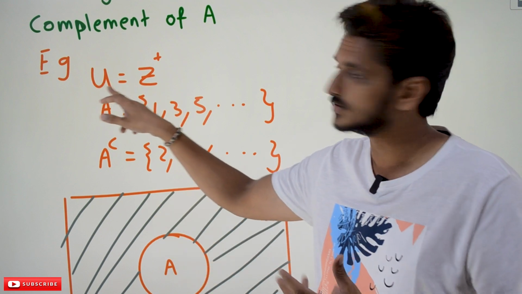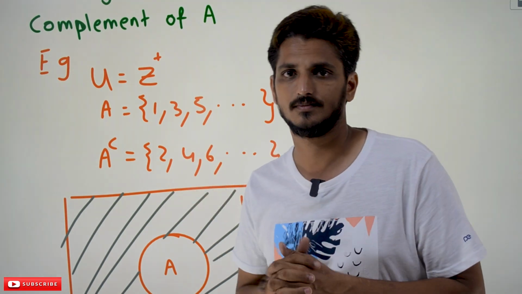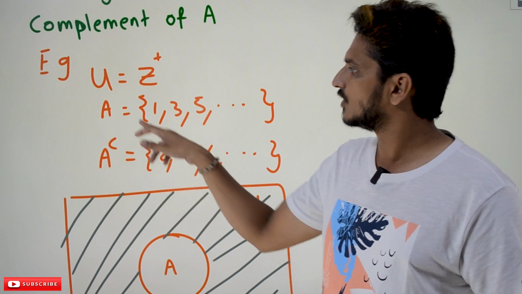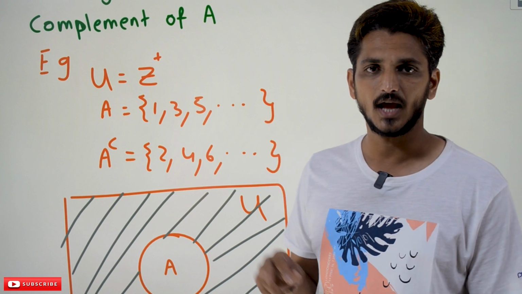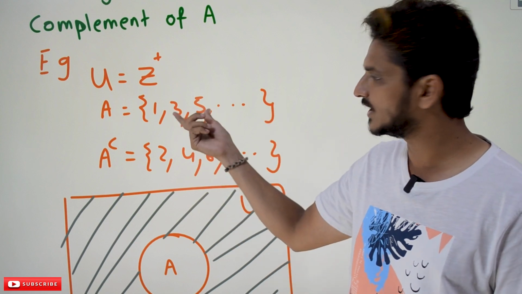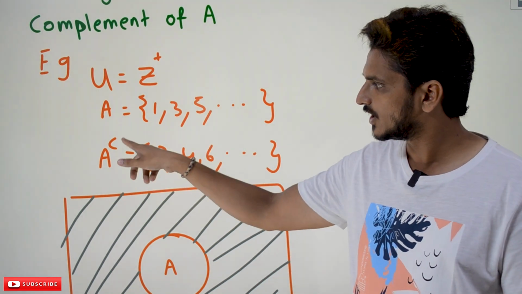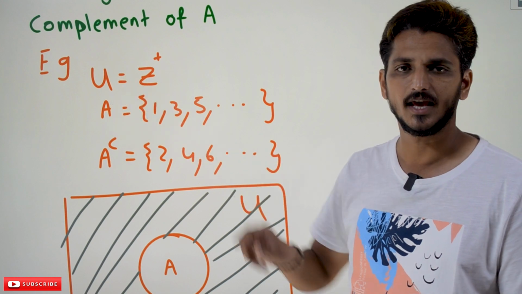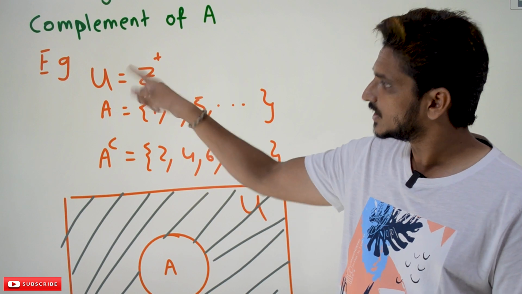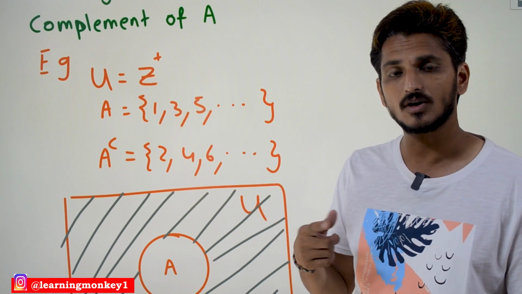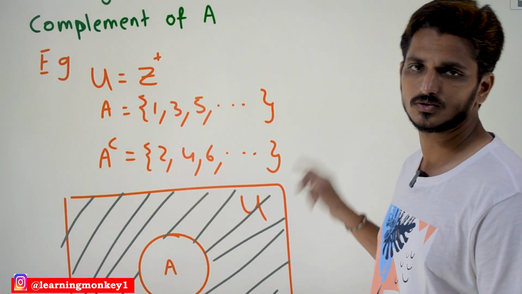Our universe is Z plus, the set of all positive integers. A is equal to {1, 3, 5, and so on}. These are the elements that belong to A, all the odd numbers in the positive integers. Now A complement means U minus A, where minus means difference, the elements that belong to U that do not belong to A. What are those elements? All the even numbers. So A complement is equal to {2, 4, 6, and so on}.